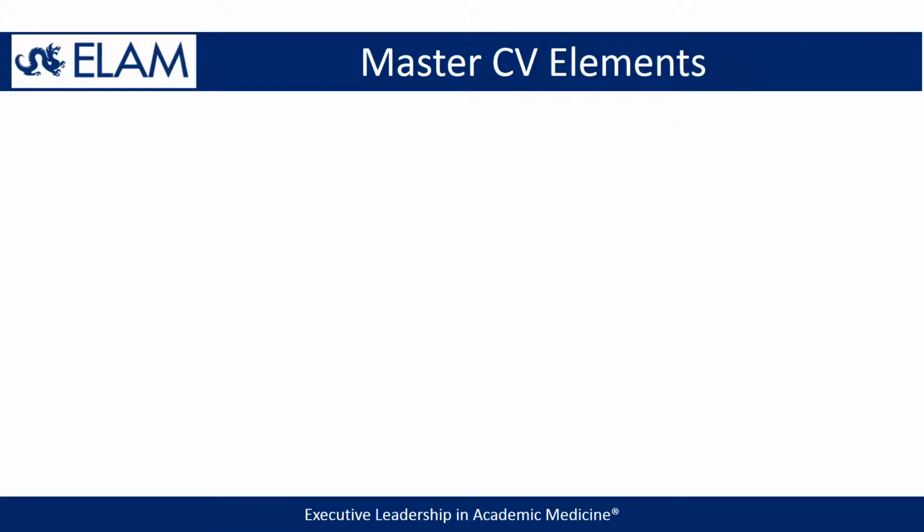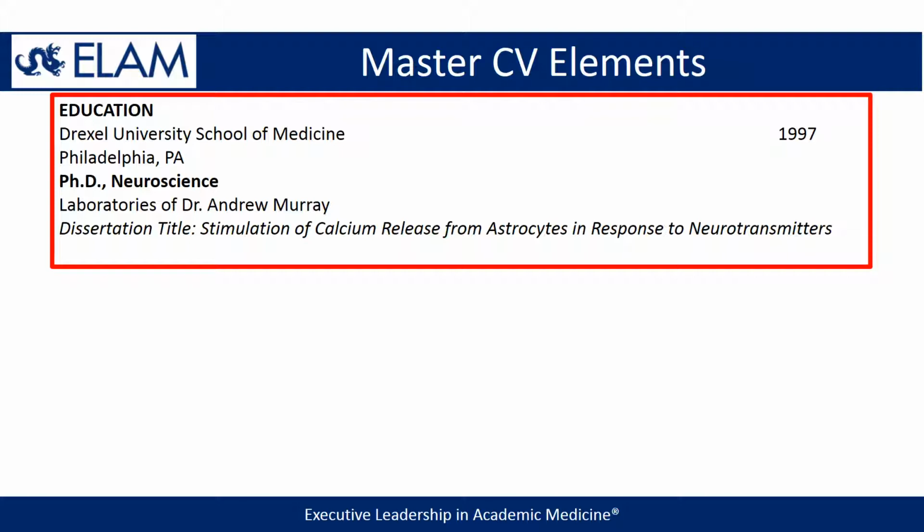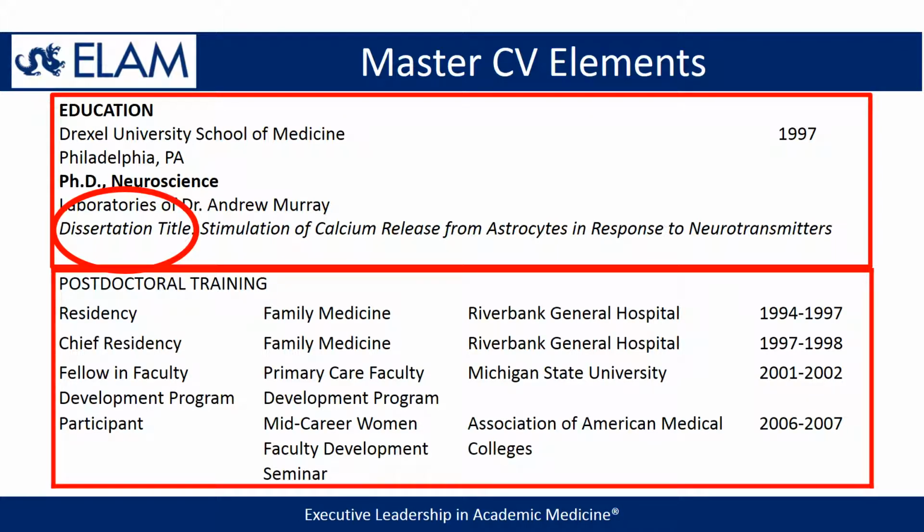Some key tips here. For the core education category, it is important to list the year, the degree, the field of study, and the institution in a way that makes them easy to identify, such as columns. For certain fields and degrees, it may be important to list the topic for a dissertation or thesis in the master CV. When we think about postgraduate training, be complete.